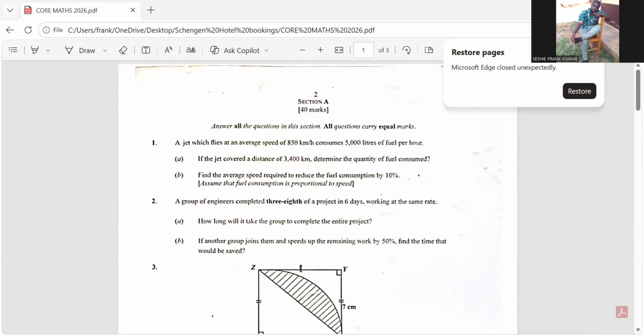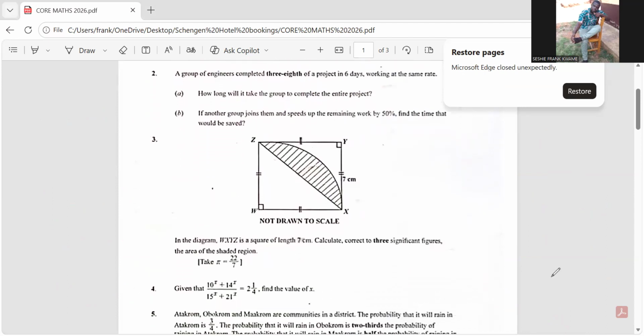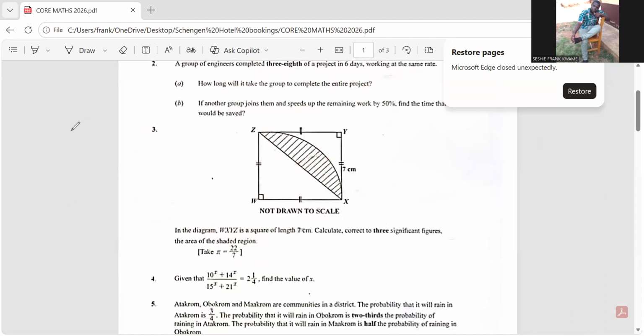Question number 3. We have to find the area of the shaded portion. If you watch the work carefully, you realize that the shaded portion is an aspect of the quadrant.